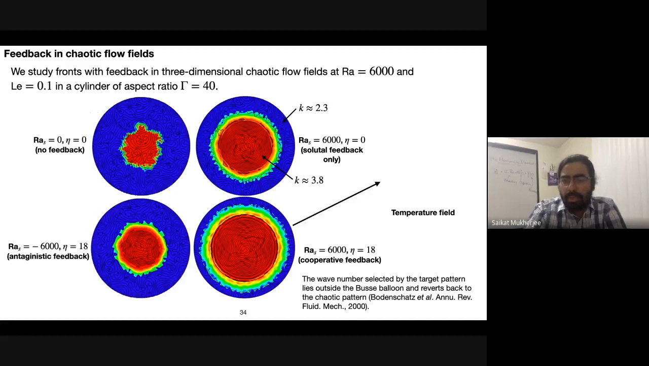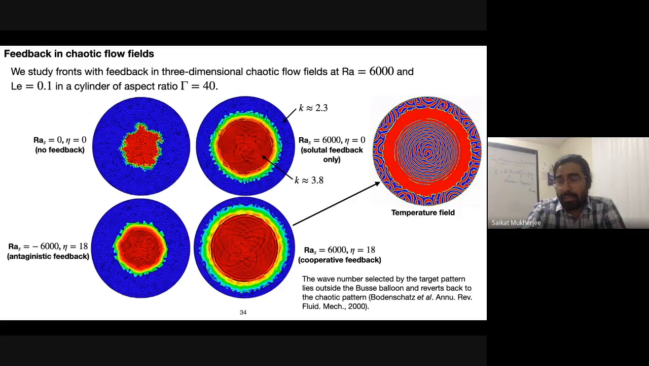You can also visualize the temperature field for the cooperative feedback here. We see that as the front is propagating, you have this high temperature zone that's propagating outward. This is the temperature field where red is high temperature and blue is cold fluid. As the front propagates outward, it forms a hot zone which reorients the convection rolls, which then, because of the convective instability, revert back to the pattern that it was.